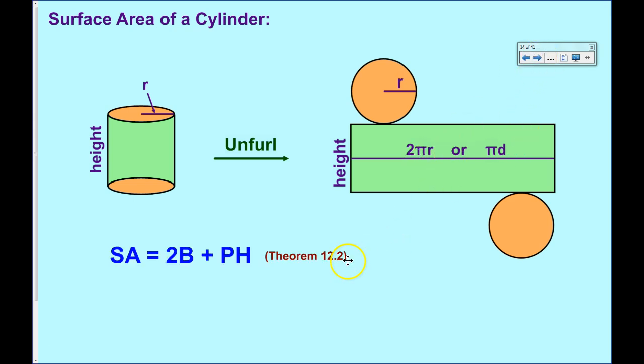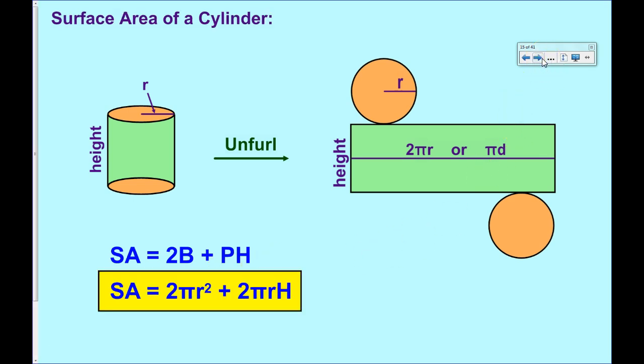So if we start with the formula from theorem 12.2, we have 2 times the area of the base, so 2 times pi r squared, plus the perimeter, which would be circumference, times the height of the cylinder again, which would give you that. And that one's worth writing down because we talk a lot about cylinders here, and you're going to use that over and over and over again.